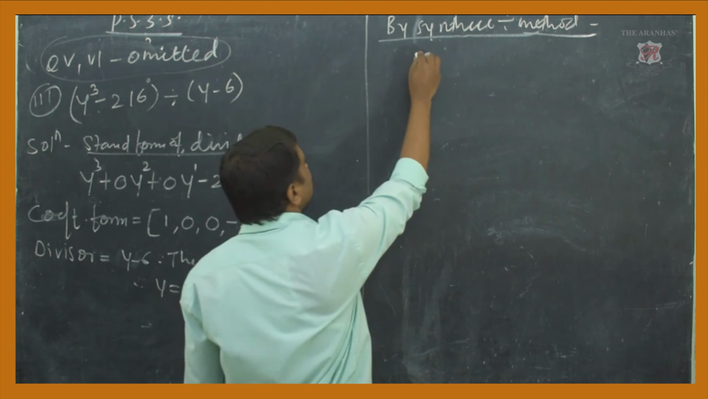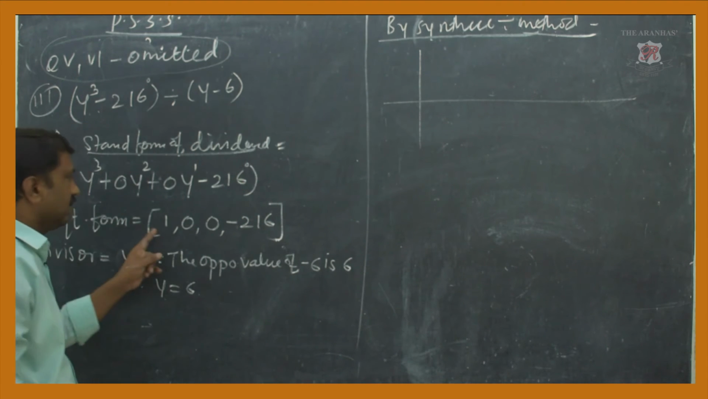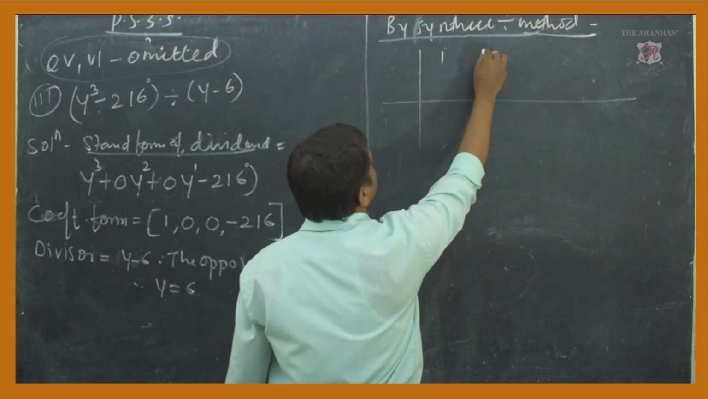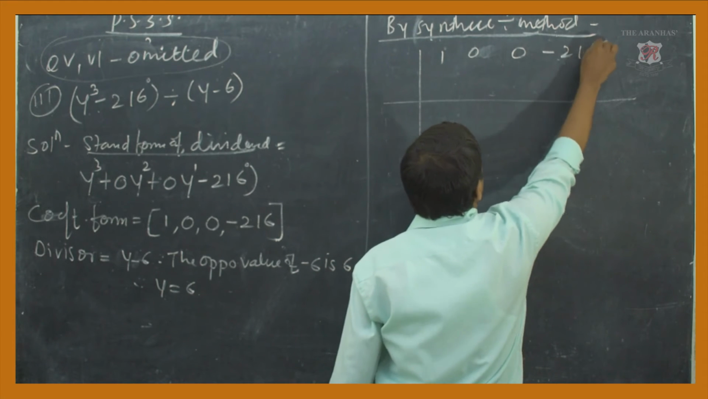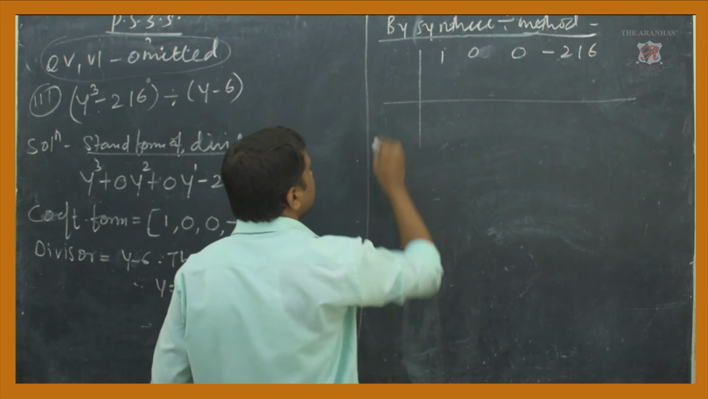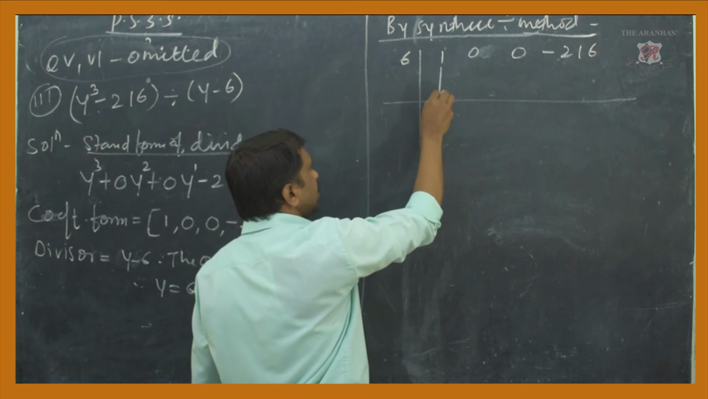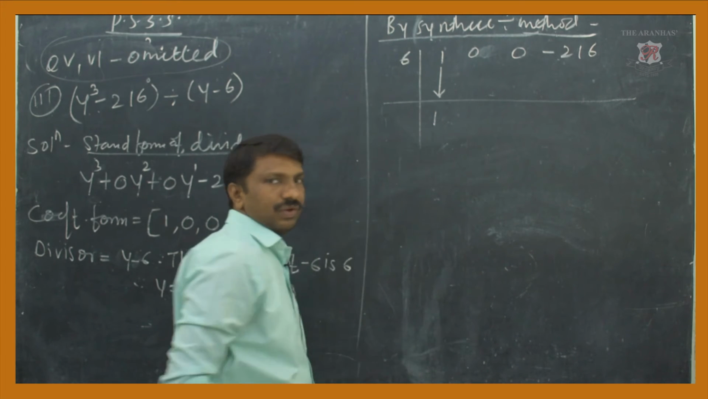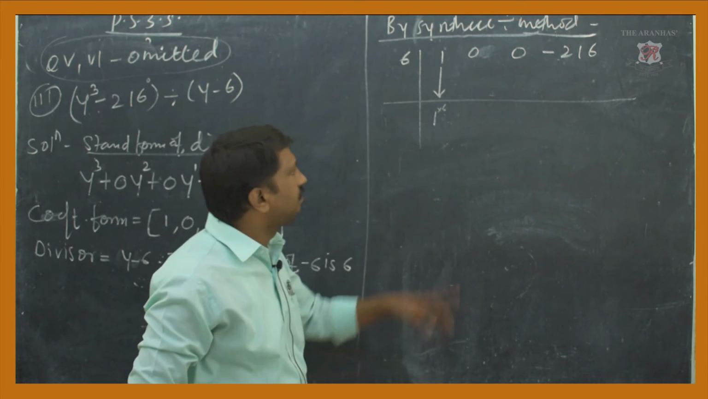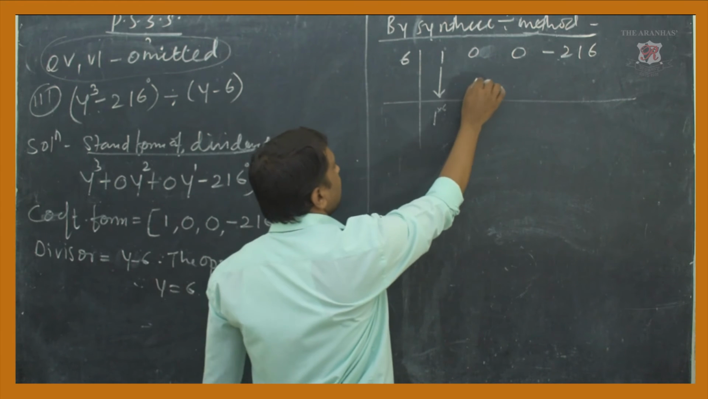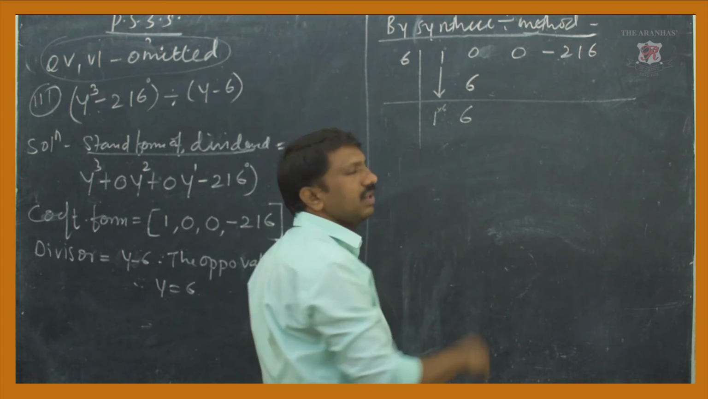For it, we draw a vertical line, next a horizontal line. In the first line we have to write the coefficients. So here will come 1, 0, 0, 0 and minus 216. The divisor plus 6 comes here. Now the first number, show the arrow, take it down, that is 1. Now multiply with the divisor, 1 times 6 is 6. The multiplication result comes here, 0 plus 6, that is 6, so 6 is written here.